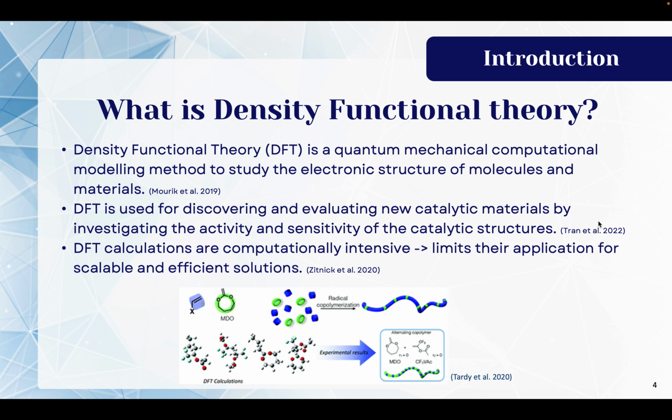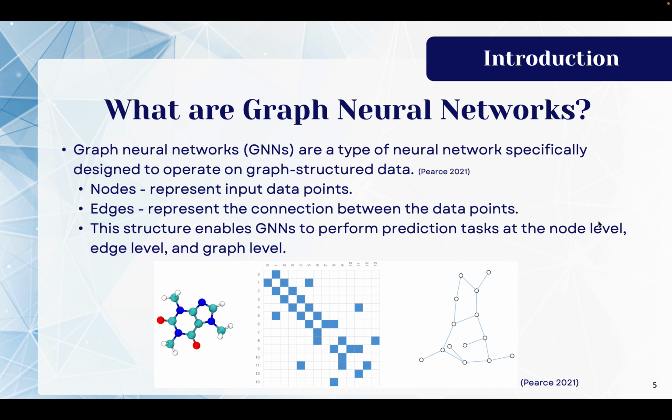Density functional theory, also known as DFT, is a quantum mechanical computational modeling method to study the electronic structure of molecules and materials. DFT is used for discovering and evaluating new catalytic materials by investigating the activity and sensitivity of the catalytic structures. DFT calculations are computationally intensive, which is why it limits their application for scalable and efficient solutions. What are graph neural networks?